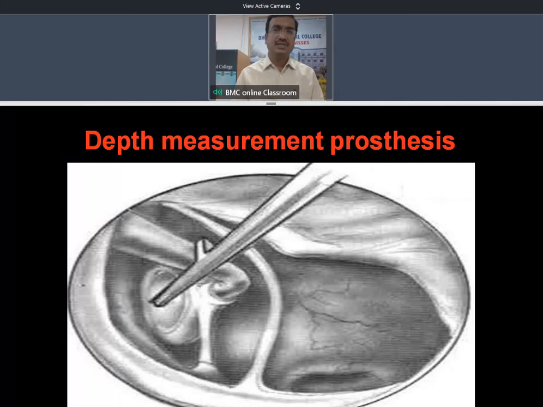Then you should measure the distance between the long process of the incus and the stapes footplate. That is for the placement of the prosthesis. So you need to select the proper size of the prosthesis to connect between the oval window, that is the footplate, and the long process of the incus.